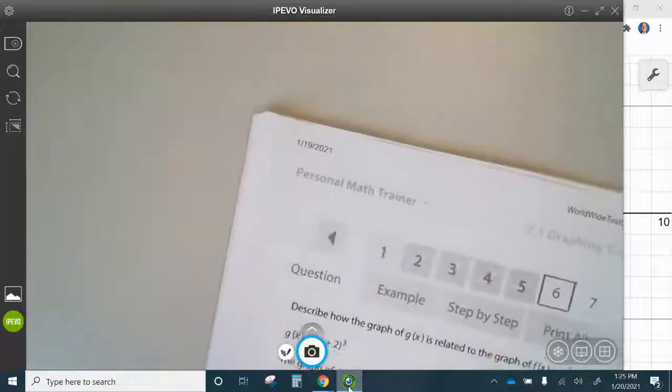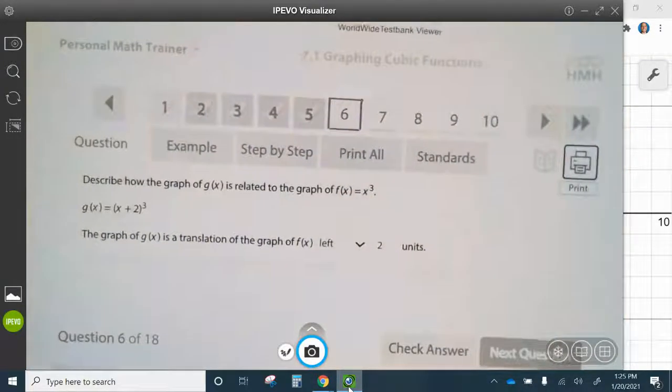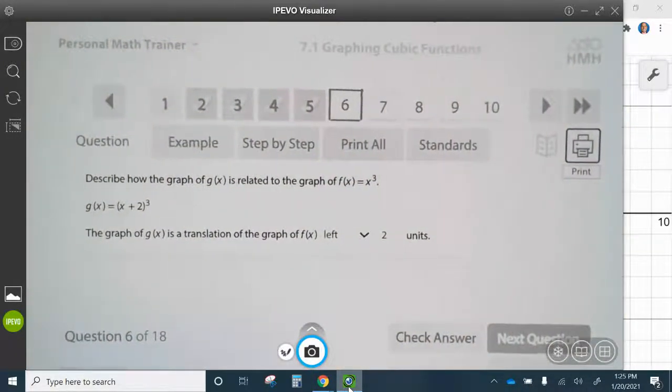Let's take a look at question 6. Describe how the graph of g of x is related to the graph of f of x equals x cubed. G of x equals parentheses x plus 2 cubed. The graph of g of x is a translation of the graph of f of x left 2 units.